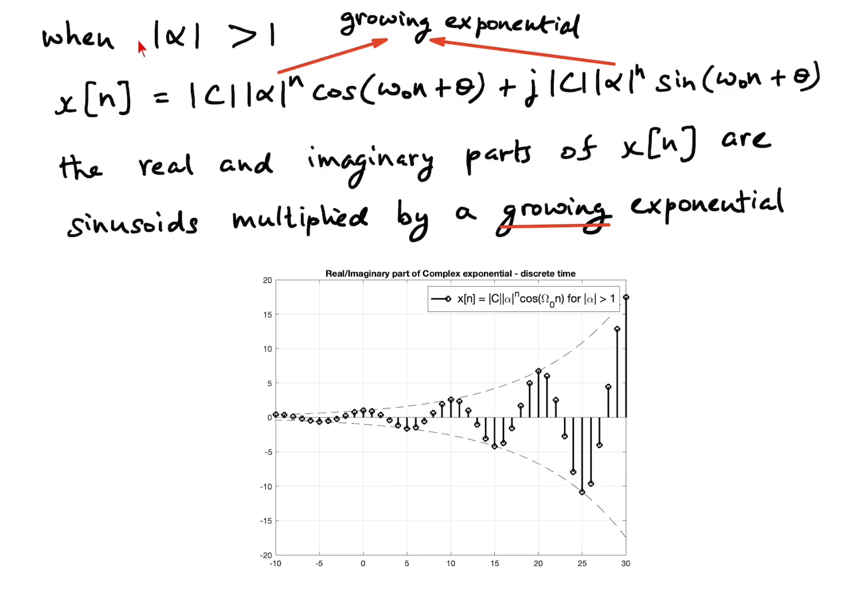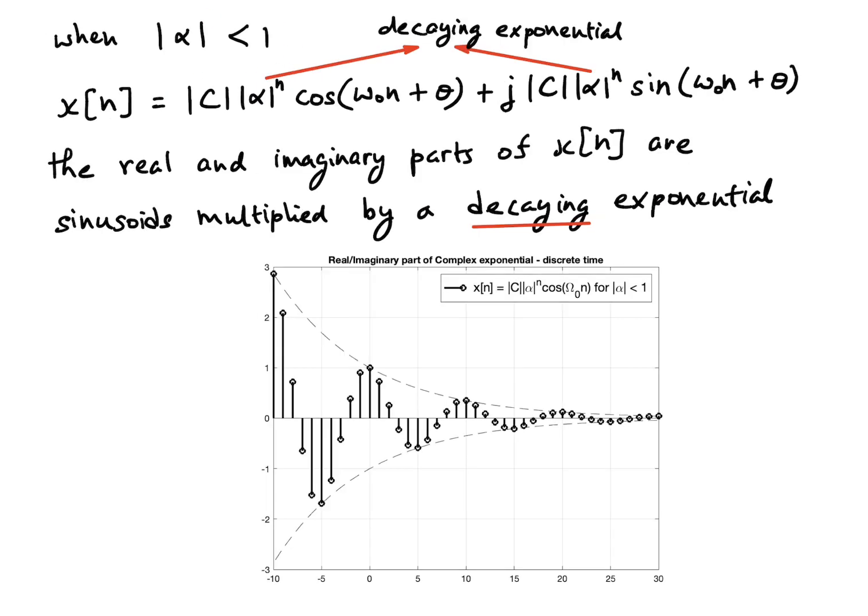Okay, let's see the case when the magnitude of alpha is less than 1. So when we have alpha less than 1, that means the number is something like 0.5. So 0.5 power 0, when n is 0, is 1. 0.5 power 1 is 0.5. 0.5 power 2 will become 0.25. So you see, as n increases, this term is becoming smaller and smaller. That corresponds to a decaying exponential. So when the magnitude of alpha is less than 1, we see that the real and imaginary parts are again sinusoidal sequences, but they're getting multiplied with the decaying exponential.